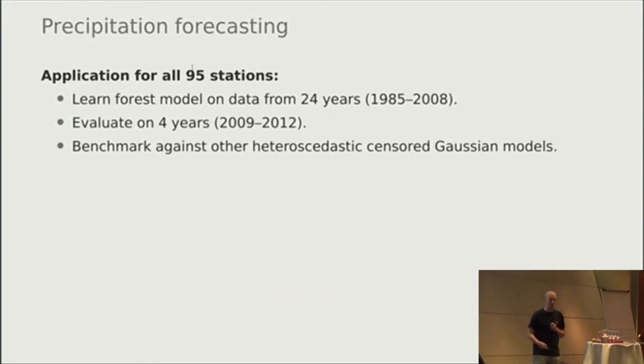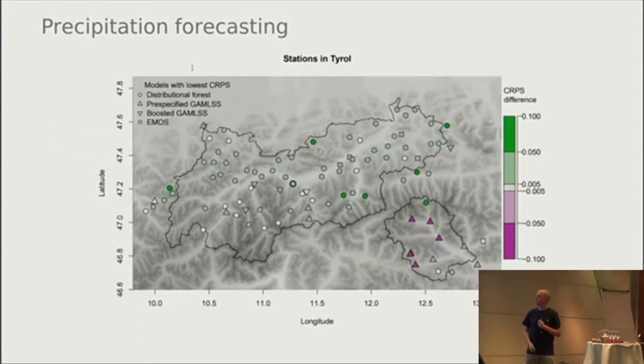And then we used the same thing on all 95 stations in Tyrol, and all the green circles are the cases where the random forest did best, and did so by at least half a percentage point. So it was not just complete random noise. The white points are where another method was competitive, and the purplish points or triangles or rectangles are the cases where another method was better. So the random forest is not always the best thing, but it's something that very often performs quite well, requires little prior knowledge, and compared to other things, relatively little computation.